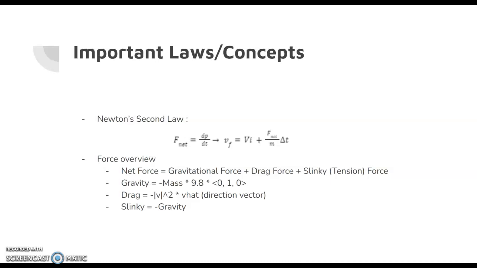The drag force is going to be the magnitude of the speed squared times the directional vector times the drag coefficient, which I'll talk about in a moment. And then the slinky or tension force is kind of like a normal force in this situation, so it's just the opposite of gravity. And you'll see why in a moment.